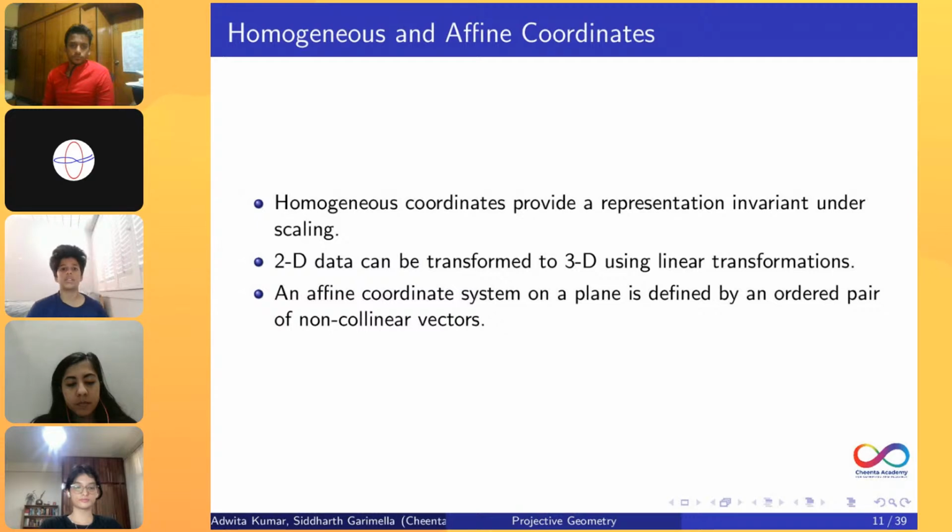Okay, so here, homogeneous and affine coordinates. Homogeneous coordinates provide a representation of coordinates which is invariant under scaling, and 2D data can be transformed to 3D using linear transformations. An affine coordinate system on a plane is defined as an ordered pair of non-collinear vectors.